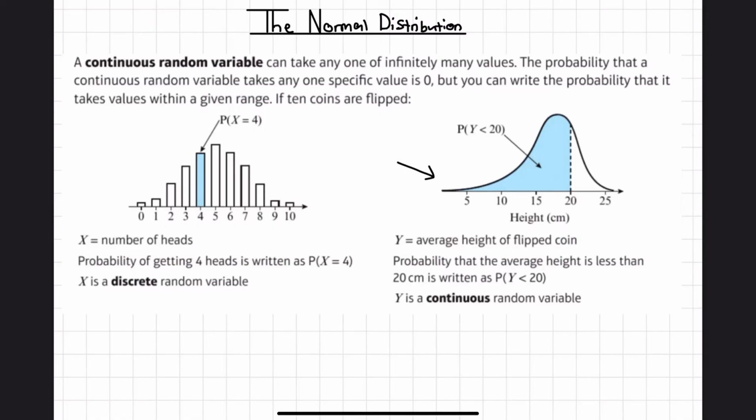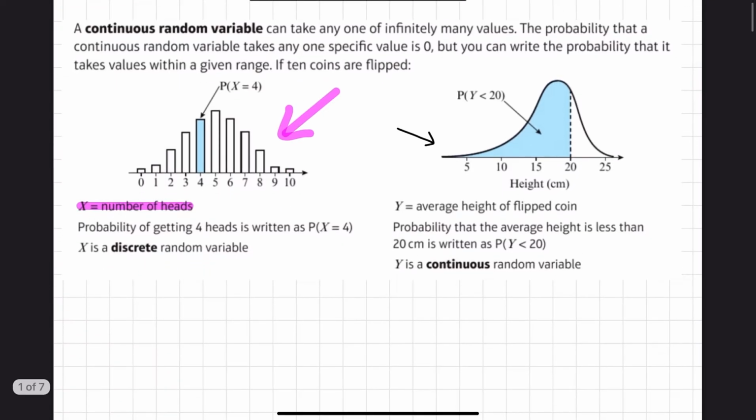So, a continuous random variable can take one of infinitely many values. Let's have a look at this. What is a continuous random variable? Well, earlier we looked at the binomial distribution, which is a discrete random variable. If you look at the diagram on the left, we have x equals the number of heads within 10 trials, and then the probability of getting a head 4 times can be written as the probability that x equals 4. It is a specific outcome because it is discrete.